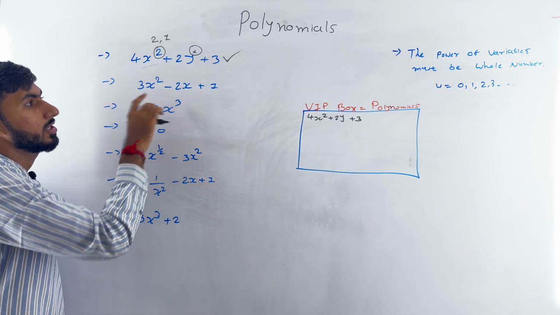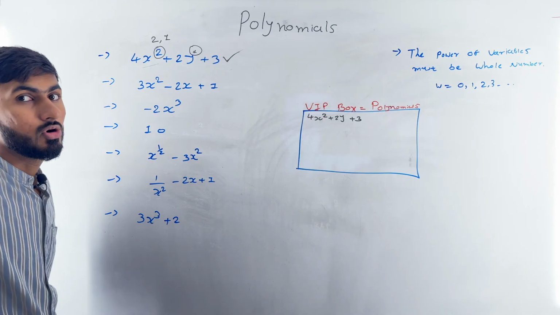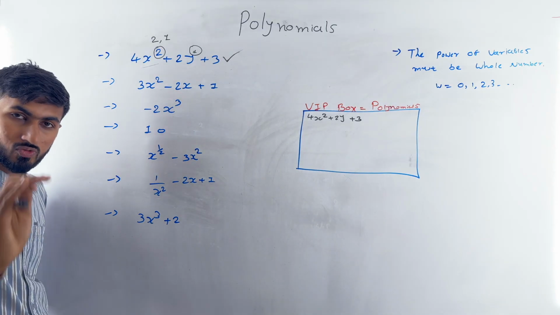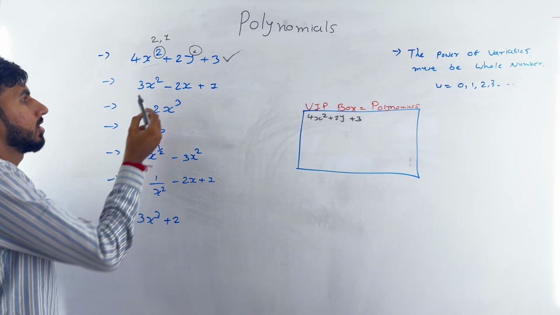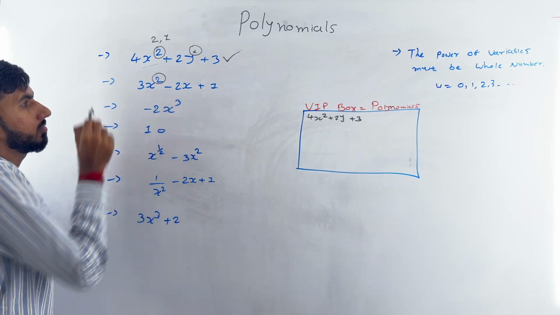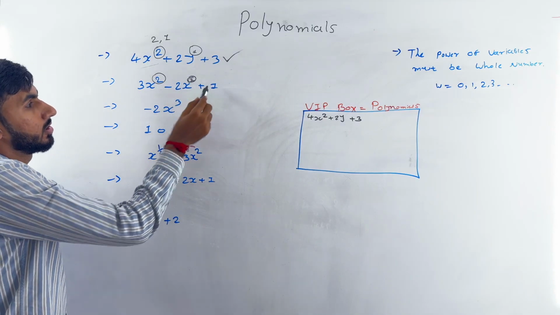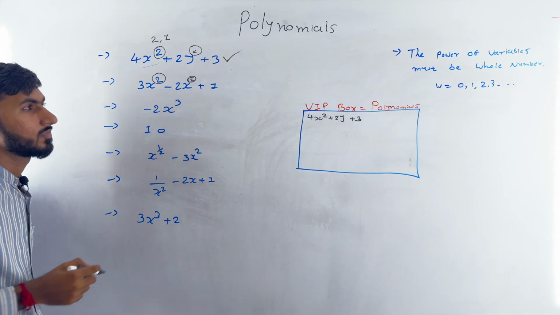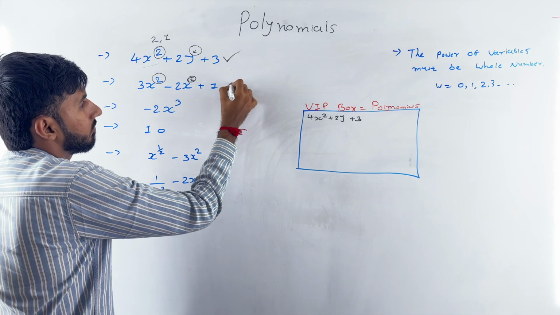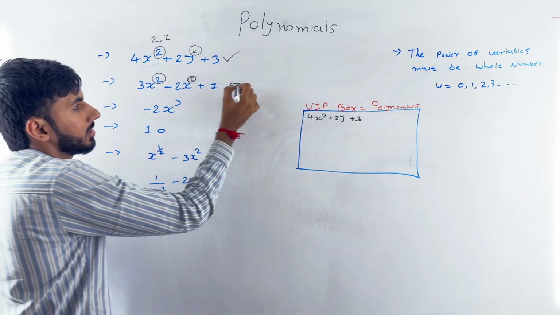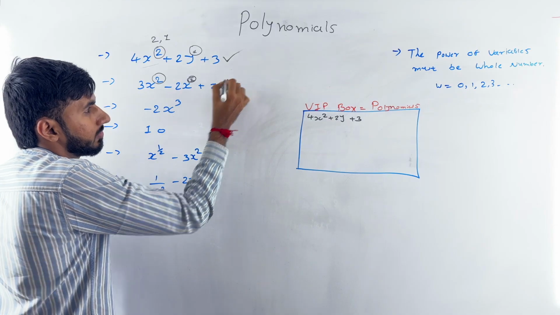Now for the second one, let us check whether it is a polynomial or not. What do I have to check? I just have to check the power of variables. Here I have the power of the variable as 2. Here I have power 1. Right? Here I don't have any variables. But if I want to write a variable here, I can write x power 0, right?